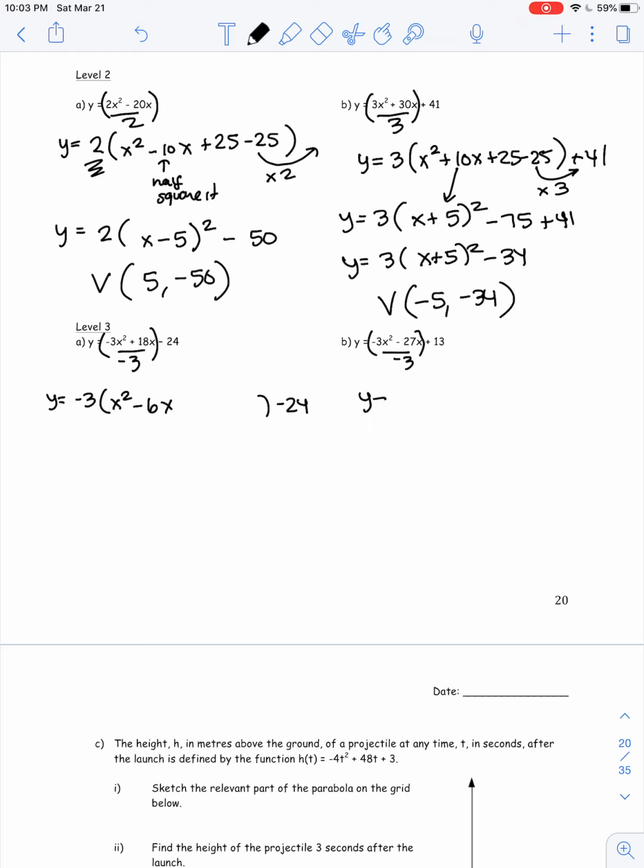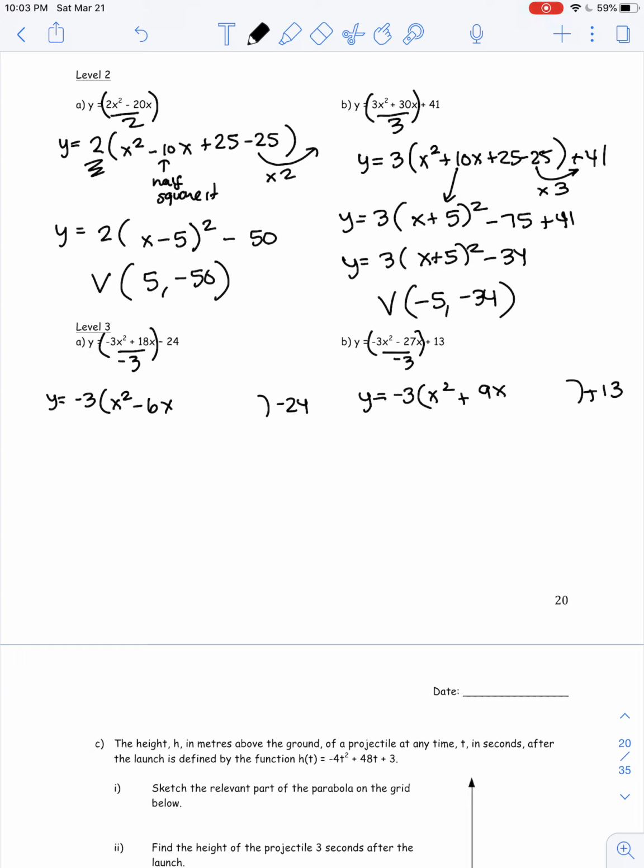This one, we're kind of doing them at the same time. So we're going to have that -3 for the a. X squared. -27 divided by -3 is positive 9x. And then we're going to leave some space, plus 13. So we're going to take half that number and square it. So what you want to watch for is you're going to have a fraction here. So I'm going to keep the fraction just to prepare you.